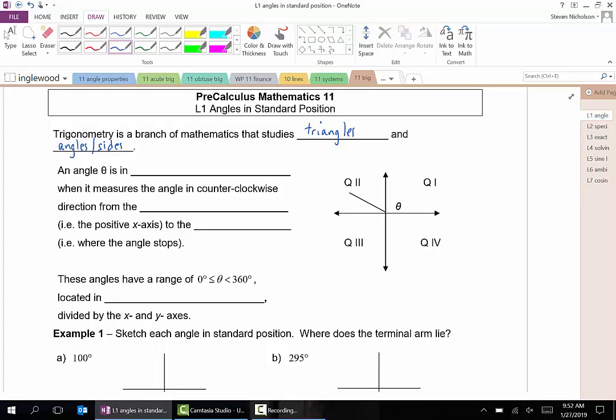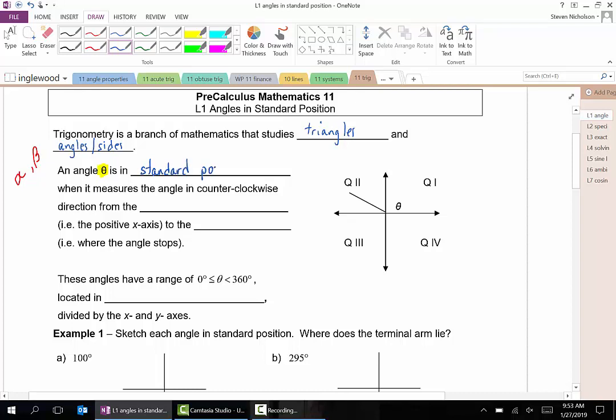So an angle theta, we're going to use different letters for angles, but theta is a Greek letter that is an angle. Alpha is another Greek letter, and beta. So usually when we talk about angles, we're going to use theta, but sometimes alpha, sometimes beta, depending, and sometimes just ABC. So an angle is in standard position, a little bit new vocabulary.